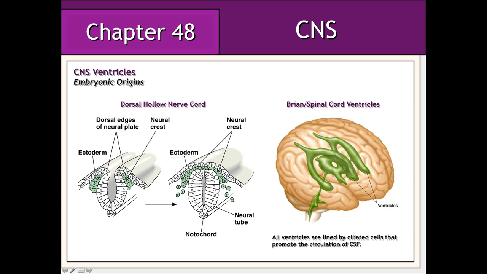Interestingly, the hollow region of the dorsal hollow nerve cord is actually preserved as this structure continues to differentiate into the brain and spinal cord. The hollow regions within the brain that are derived from this hollow are referred to as ventricles. It is these regions within which cerebrospinal fluid is actually produced and is circulated throughout all of the other ventricles and the spaces between the meninges.